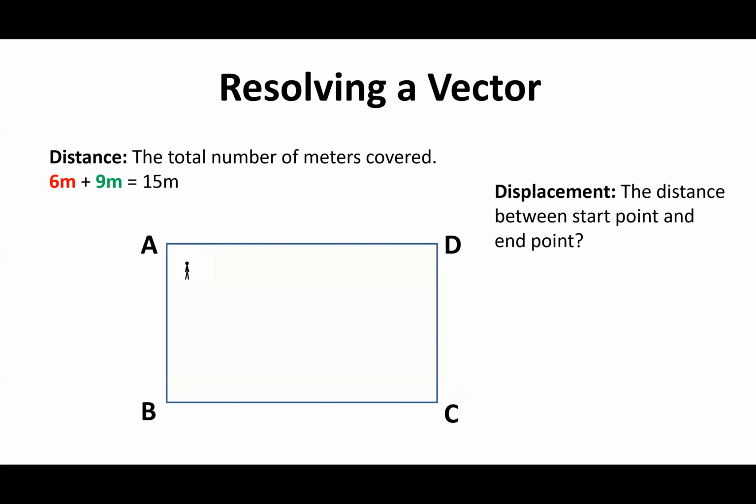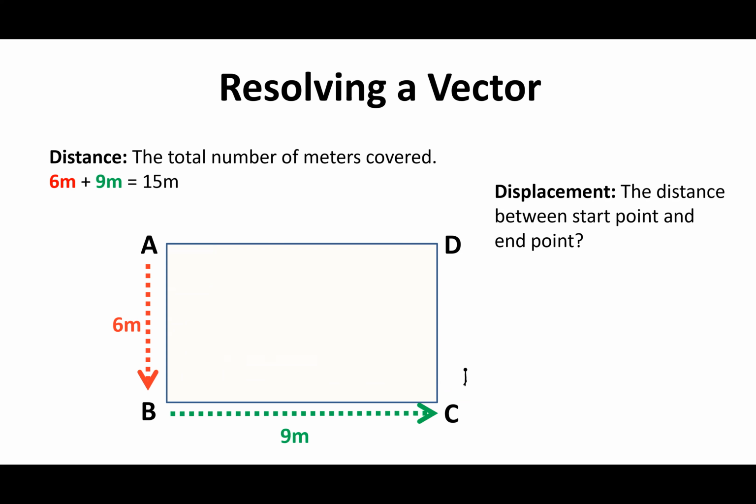All right, well, let's practice it. So let's say we have some vectors that we're going to try to resolve. We're going to try to find the resultant. So we have this person walking, and this person chooses to walk 6 meters south and then 9 meters east. Okay. So the distance they've walked is 15 meters, but the displacement is not 15 meters, right?